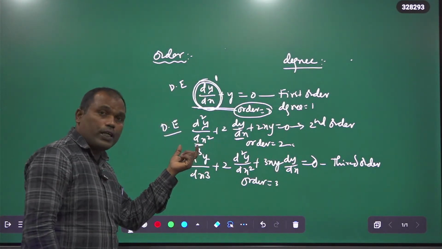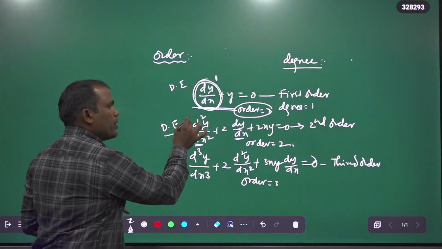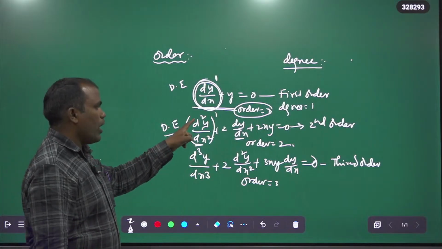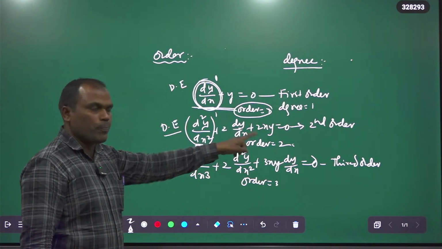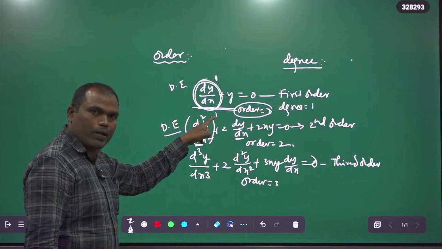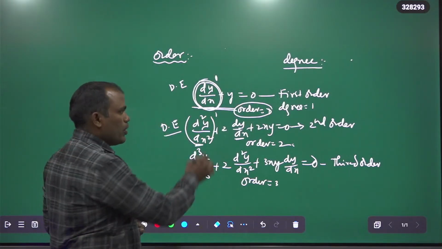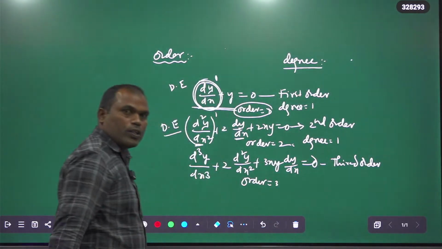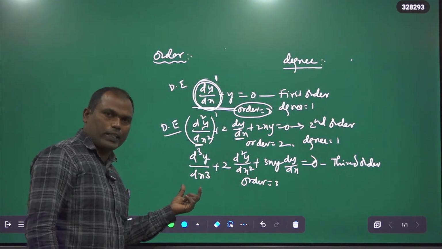And the power or exponent of the highest derivative. So here power is how much? 1 is there. Highest derivative is nothing but order. The power or exponent value of the highest derivative is called degree. So here degree is how much? Degree is 1. So similarly we should take one more example.